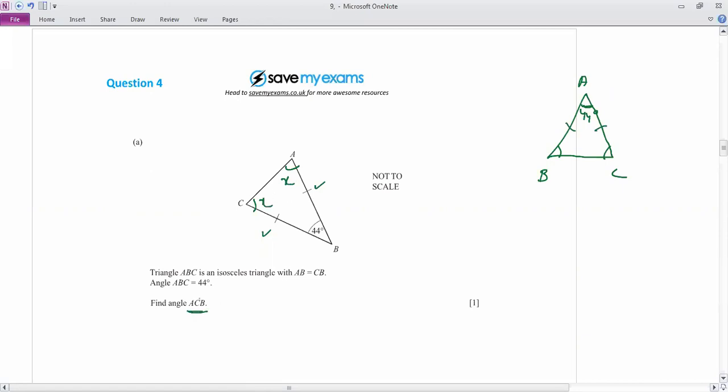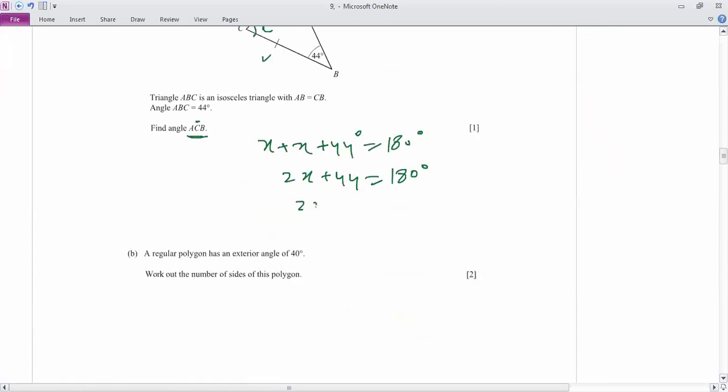We have to calculate the angle ACB. When you are asked about an angle, always you need to find the middle angle. ACB means this angle you have to find. In a triangle, the sum of three angles is 180 degree. So x plus x is 2x plus 44 equal to 180 degree. So 2x is equal to 180 minus 44. So x will be 180 minus 44 over 2. That will be 68 degree.